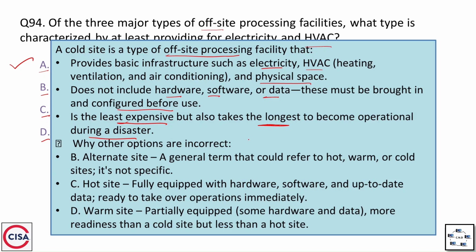Why the other options are incorrect? Option B, alternate site, is a general term that could refer to a hot, warm, or cold site. It is not specific. Option C, hard site, is fully equipped with hardware, software, and up-to-date data, ready to take over operations immediately. And option D, warm site, is partially equipped, with some hardware and some data, more readiness than a cold site but less than a hard site.